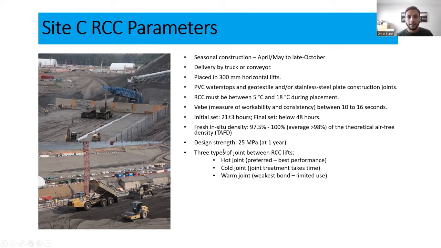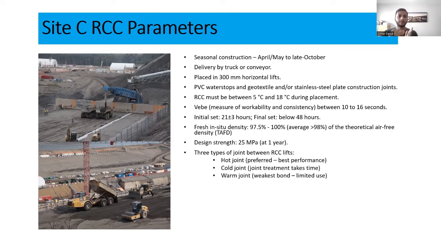And as I said before, the initial set and final set are very crucial for the RCC monolithic structure. So what we say is, if one layer of 12 inches of concrete is placed as the first layer, and we can place the second layer within 21 or 24 hours, it is called a hot joint. That joint is hot, so the joint will be very close to full cohesion, so it gives us the best performance. And a cold joint is when the first layer exceeds 48 hours. In that case, when we're placing the second layer, the joint between the first and second is called a cold joint.